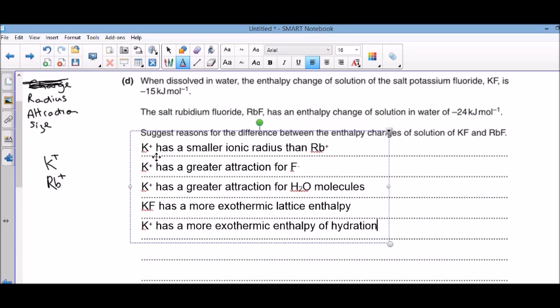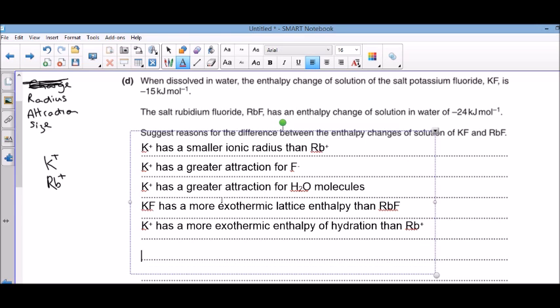Okay, so that's the first couple of things that we're going to say. Obviously I've put more sentences than there are marks, but I'm covering all bases here. So I've dealt with the radius, that's in this first sentence. Attraction, remember we're talking about enthalpy of hydration, but we're also talking about ionic compounds, so I'm going to say both things. So K plus has a greater attraction for the F minus ion. It's also got a greater attraction for water molecules, which means that KF has a more exothermic lattice enthalpy than RbF, and potassium ion has a more exothermic enthalpy of hydration than the rubidium ion.